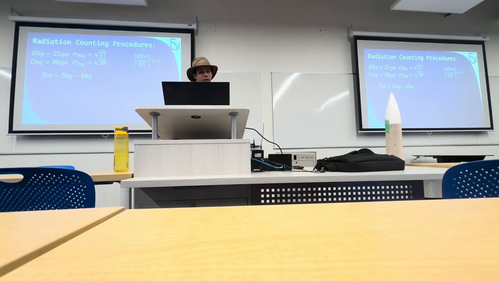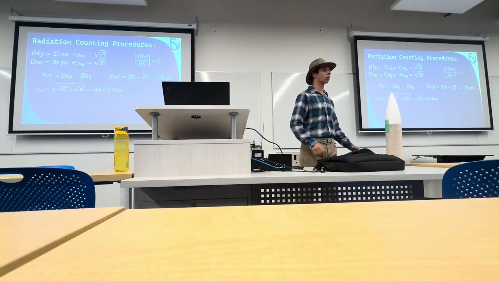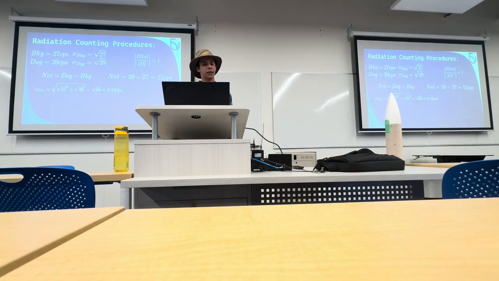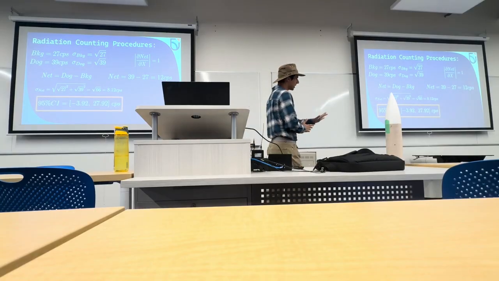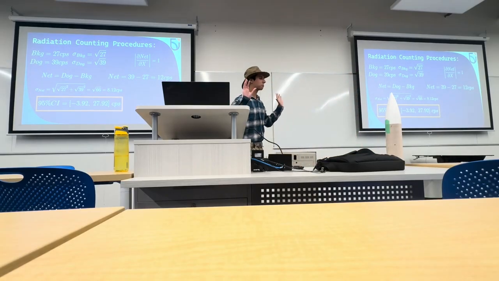So net, of course, is our dog minus our background. Net is then this, 12 counts per second. Not bad. And our sigma net, of course, is sigma squared plus sigma squared and square rooted, because the partial terms are 1. So we get a sigma of about 8.12 counts per second. And if we look at our 95% confidence interval, we'll see that it goes to about -4 counts per second. At 95% confidence, for your dog, there's not a detectable amount of radiation.